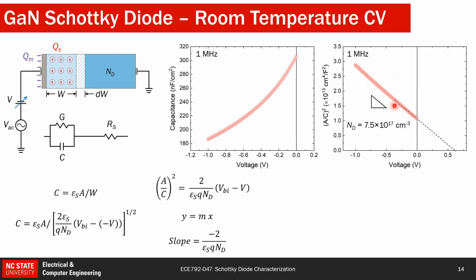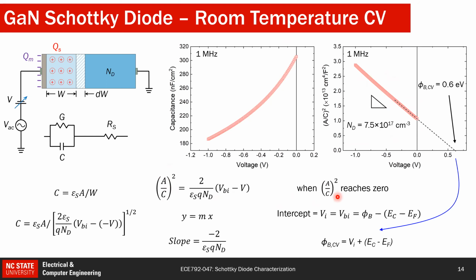And also from this equation, we can see when A by C square reaches 0, then V is equal to your VBI, or the intercept voltage would be your VBI. And from the Venn diagram, we can see that from VBI now you can find phi B. So that is another method to find the barrier height using a CV method, and that will need the intercept from the positive axis.